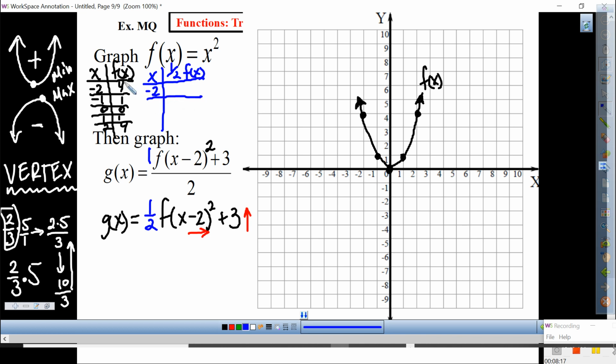What is f of x there? 4. And what is half of 4? 2, yeah. Next one, negative 1. What is f of x at negative 1? 1. What is half of 1? 1/2. And the rest is 0, 0, and then it repeats: 1, 1/2, and 2, 2.